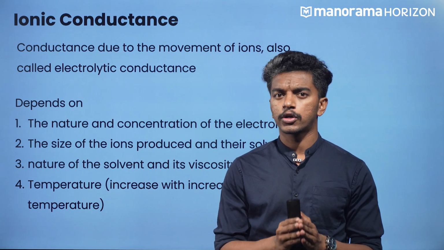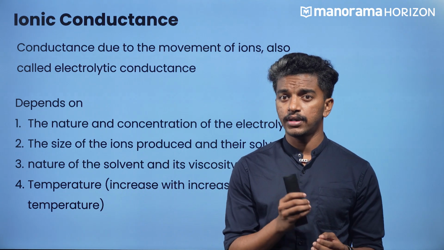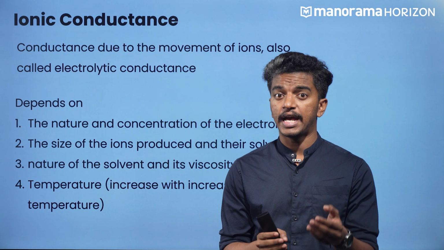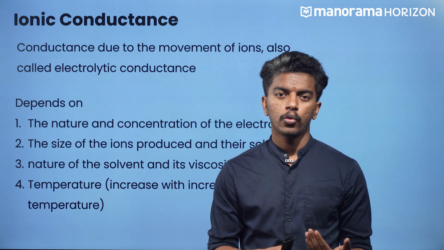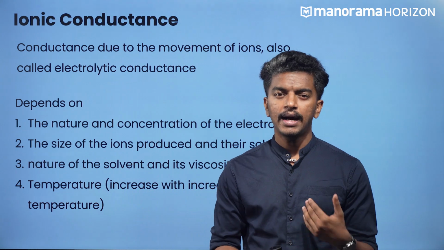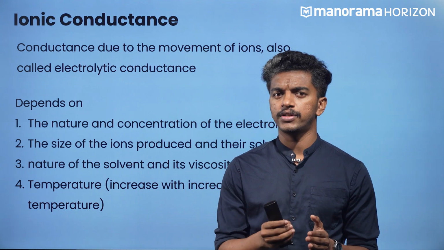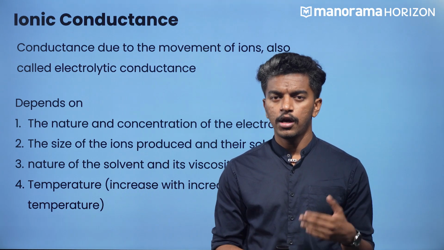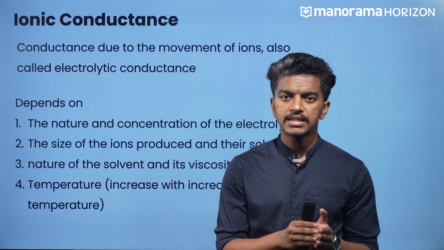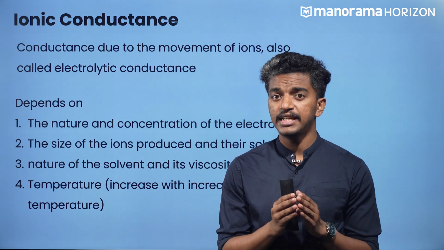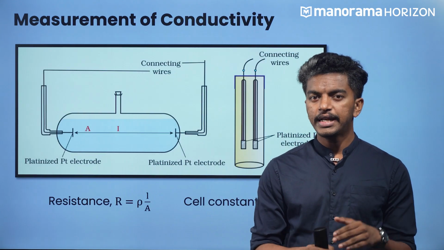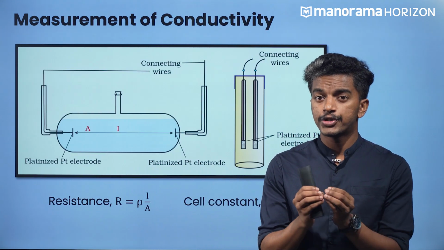The conductivity of electrolytic solutions depends on the nature and concentration of electrolyte as well as the size of the ions produced and their solvation. Also, conductivity changes with the nature of the solvent and its viscosity. Unlike metallic conductance, there are two major differences in electrolytic conductance. Firstly, it increases with increase in temperature, and secondly, passing direct current through the ionic solution changes the composition of the solution. Unlike metallic conductors, we cannot connect an electrolyte solution to a Wheatstone bridge.